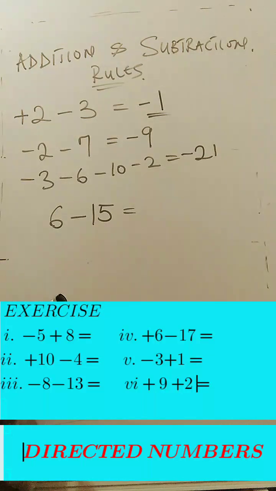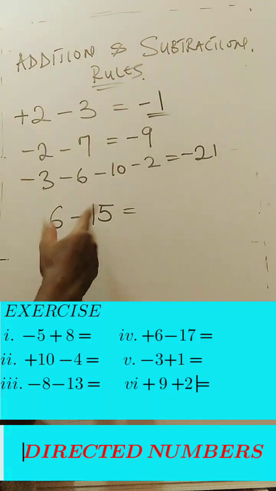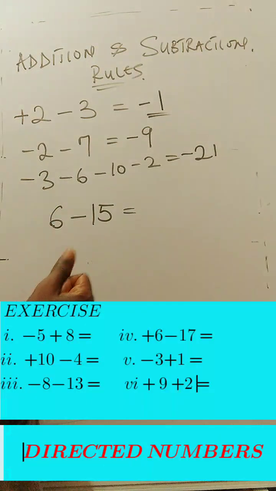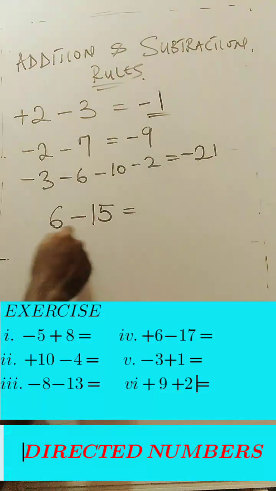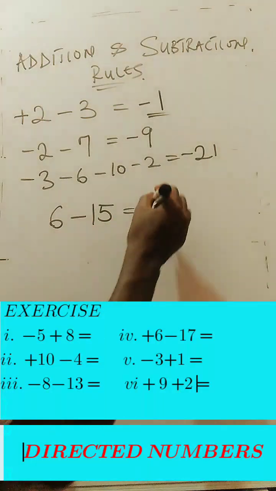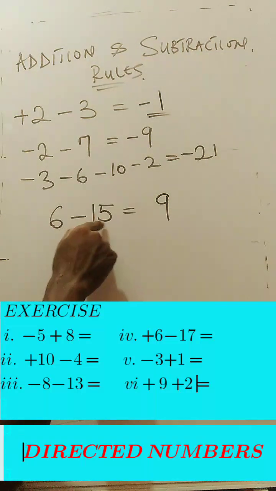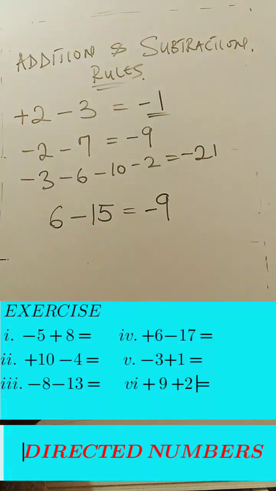Remember, there are different signs. The sign here is plus, the sign here is minus. The rule is that anytime they have different signs, do subtraction. Take the bigger one minus the smaller one. So 15 minus 6, that will give us 9. And then the sign in front of the bigger number is minus. So my answer is minus 9. You get that now? Okay, so let me do one more again.